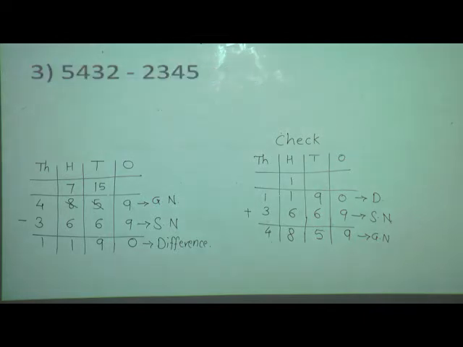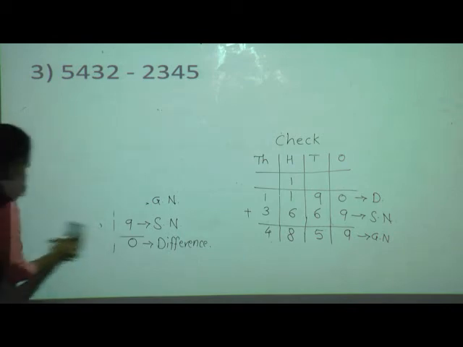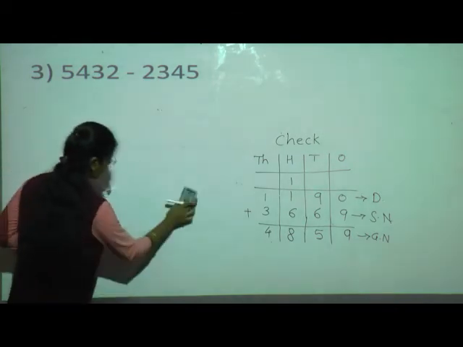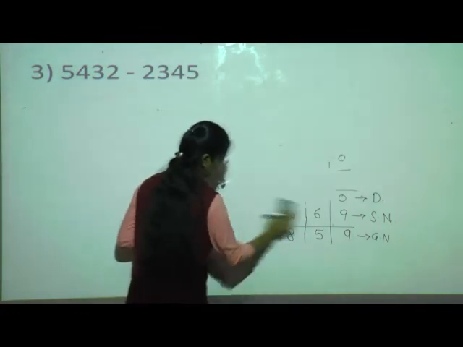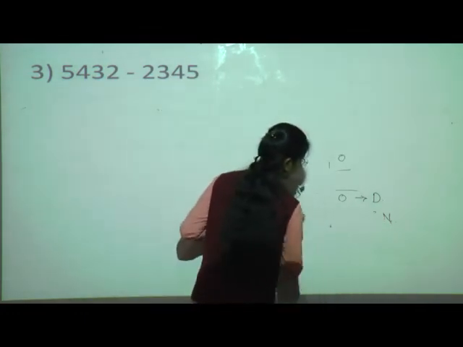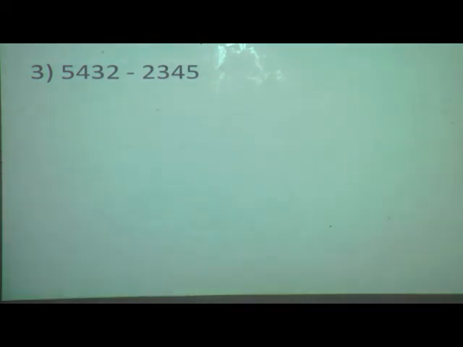See the next is third. We will see the third example. What is the number? The number is 5432. This is the greater number. Okay. Minus 2345. This is the smaller number. First we have to do the subtraction. Okay. So we will do the subtraction first.